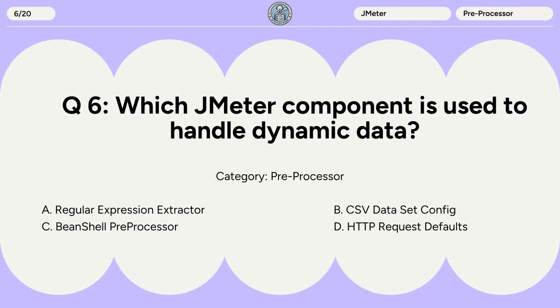Question 6. Which JMeter component is used to handle dynamic data? A. Regular Expression Extractor. B. CSV Data Set Config. C. BeanShell PreProcessor. D. HTTP Request Defaults.